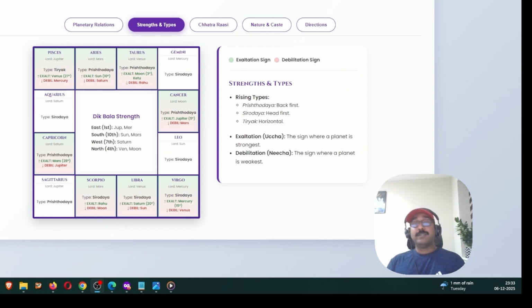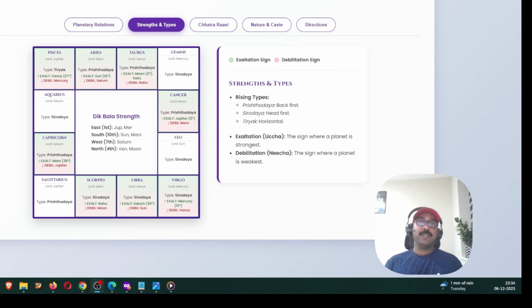So exaltation is a positive sign and debilitation is a negative sign. If there is a debilitation of a planet in a specific sign and degree, that planet is considered less powerful, and its effects will be mostly negative. So with respect to Prashna, if a planet is debilitated, that's considered a negative sign, and if it is exalted, that's considered a positive sign.